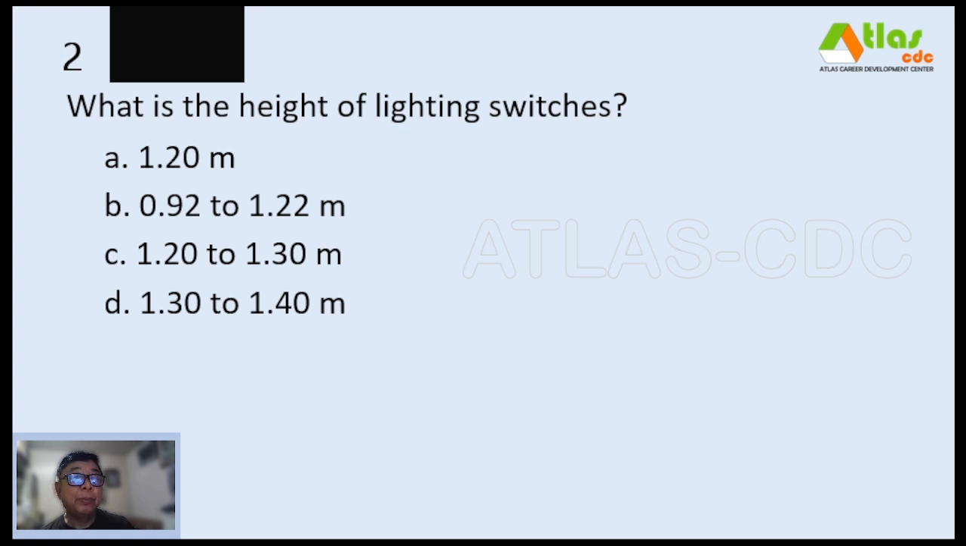Number 2. What is the height of lighting switches? A. 1.2 meters. B. 0.92 to 1.22. C. 1.2 to 1.3. And D. 1.3 to 1.4.